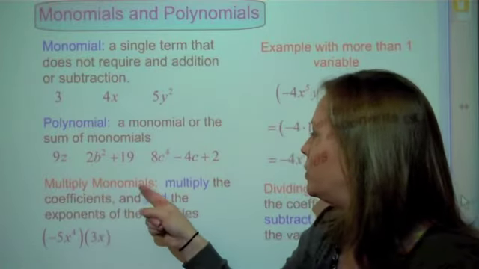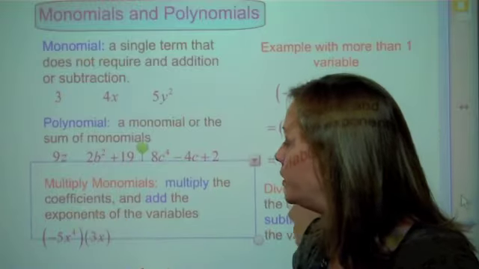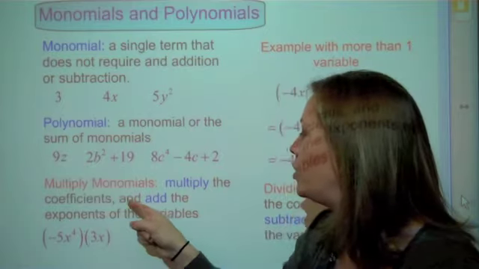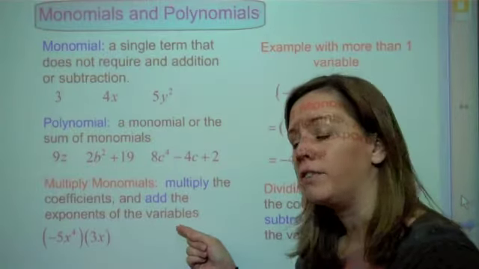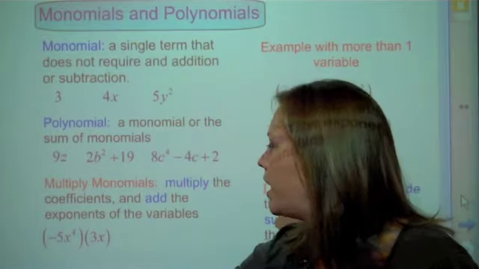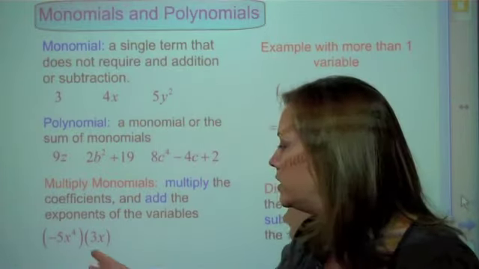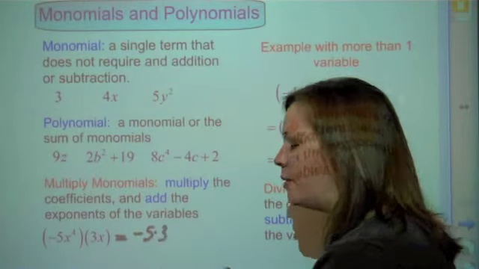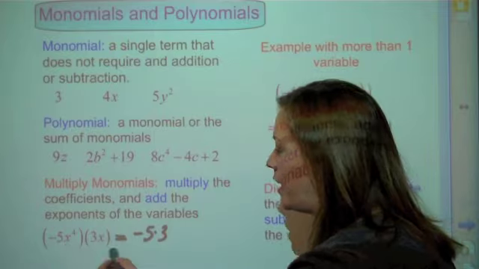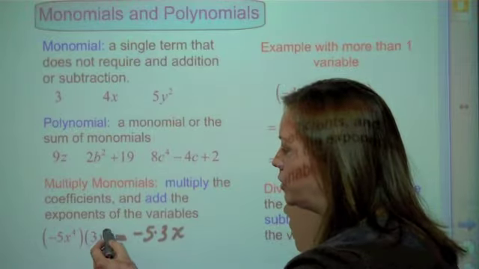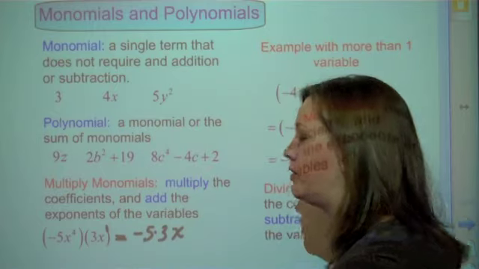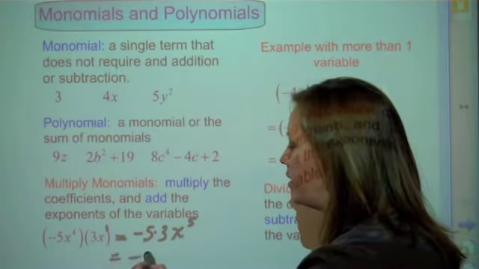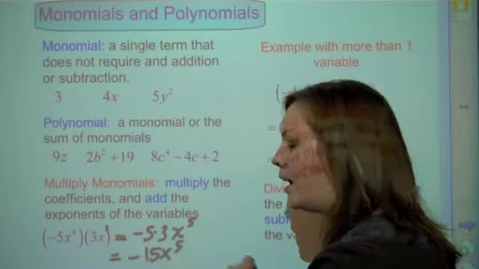When you multiply monomials, you want to make sure you're multiplying the coefficients. Remember, that's the number in front. So for example, 9 is a coefficient. And then you want to add the exponents of the like variables. So let's take this example. We have negative 5x to the 4th times 3x. So what I want to multiply together is negative 5 times 3, the coefficients, and then I have x to the 4th times x to the 1st. Remember, when we don't write the exponent, that's x to the 1st. So adding those exponents, 4 plus 1 is 5. So we're going to have negative 15x to the 5th.